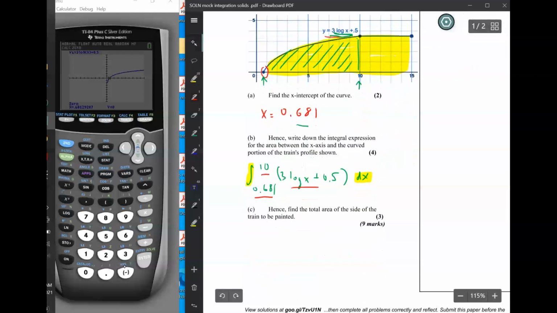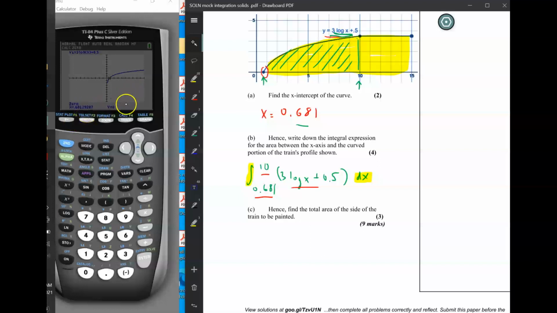It says find the total area of the side of the train to be painted. Okay, so when they say the total area, they mean the entire yellow area, and the difficult part is the green part, which we're going to do with the calculator. Okay, so let's do the green part. There's a couple ways to do it. I'm going to show you both ways.